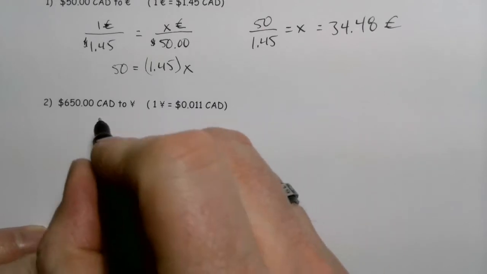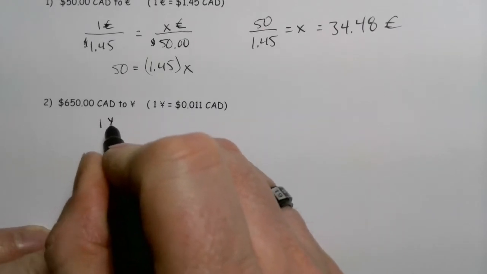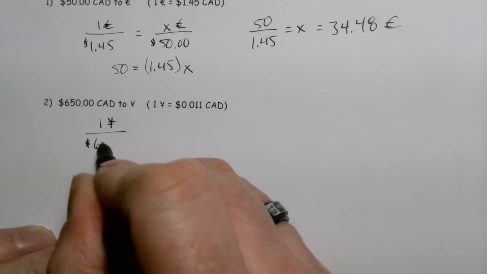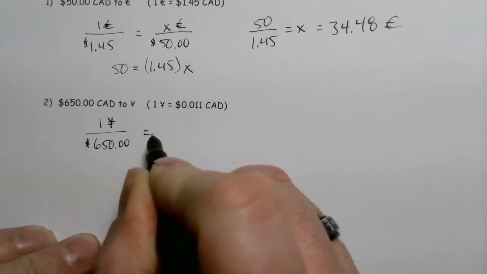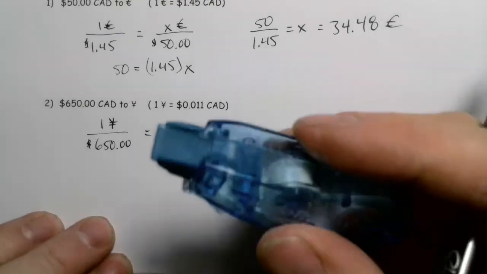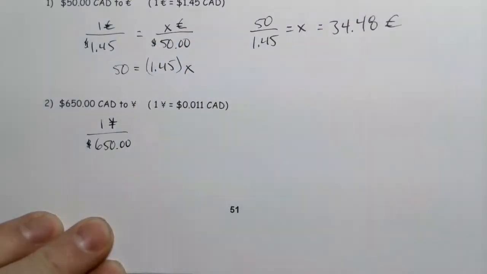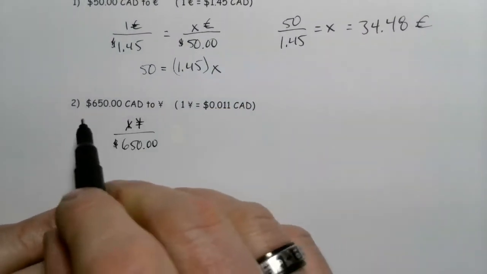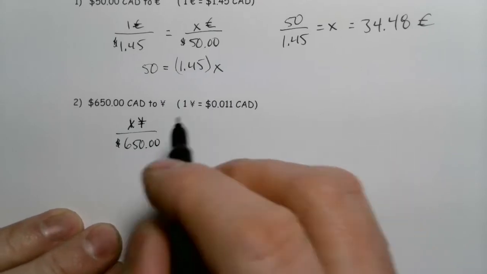So let's just take a quick look. So 1 yen over 650 Canadian dollars. So there's the ratio that we. Oh, shoot! I did that immediately wrong here. I don't know how many yen that is. I'm going to have to move this over. I'm sorry. I did that immediately incorrect. This is the given one.